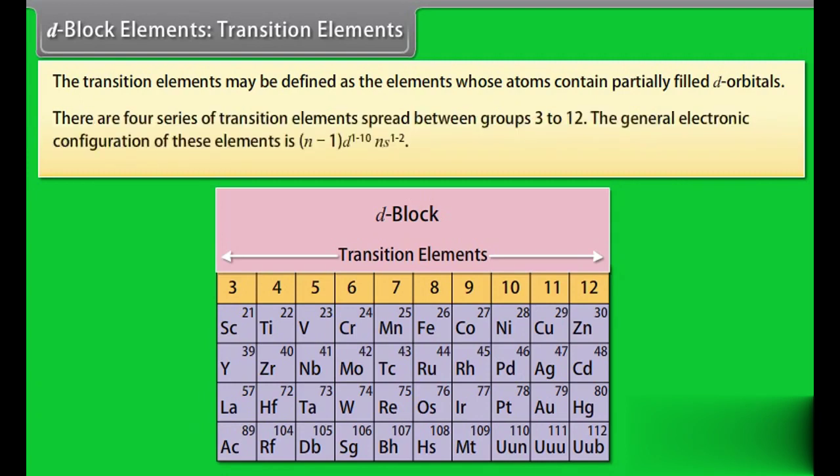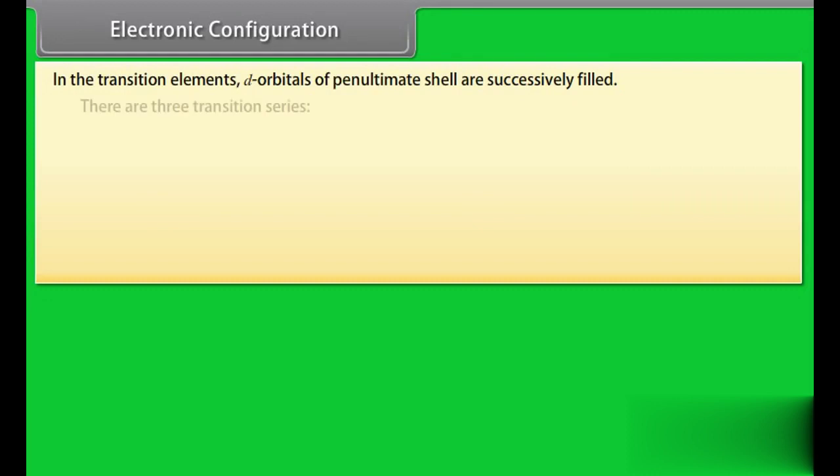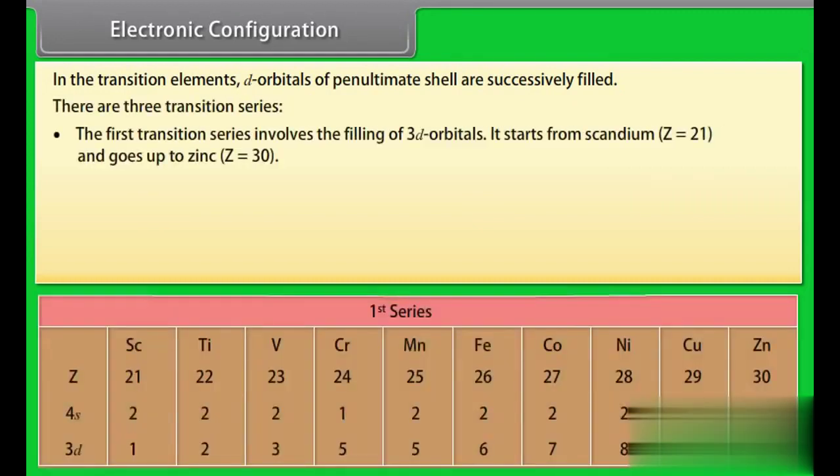There are 4 series of transition elements spread between groups 3 to 12. The general electronic configuration of these elements is (n-1)d1 to 10 ns1 to 2. Electronic configuration. In the transition elements, d orbitals of the penultimate shell are successively filled. There are 3 transition series. The first transition series involves the filling of 3d orbitals.